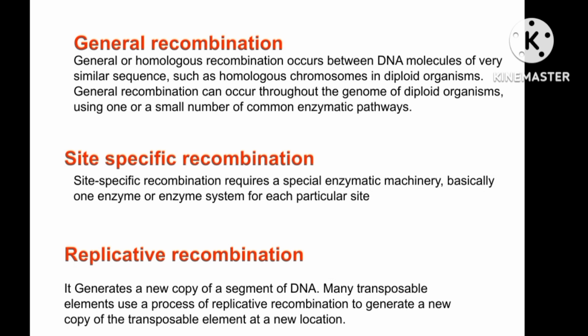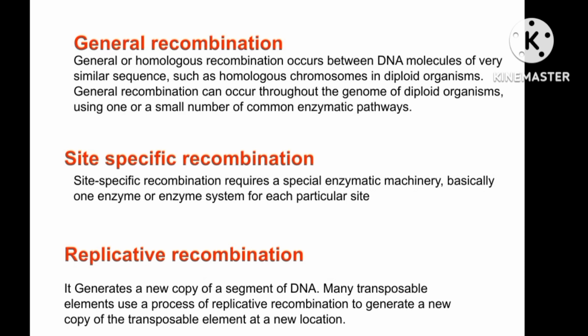The second type is site-specific recombination. In this, the genetic material is not homologous. This type of recombination occurs between non-homologous chromosomes, and the enzyme responsible for this recombination event is specific for both the donor and the recipient, or we can say the virus and its host.